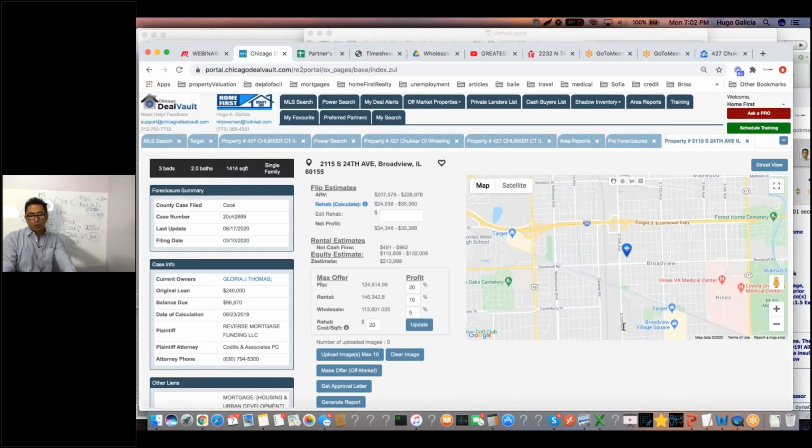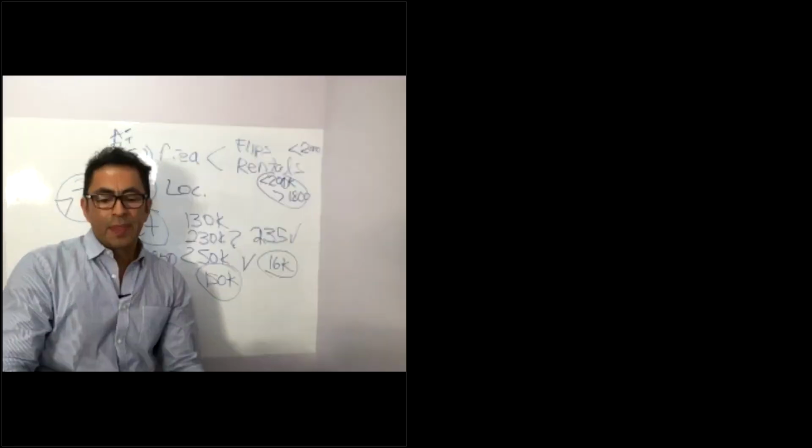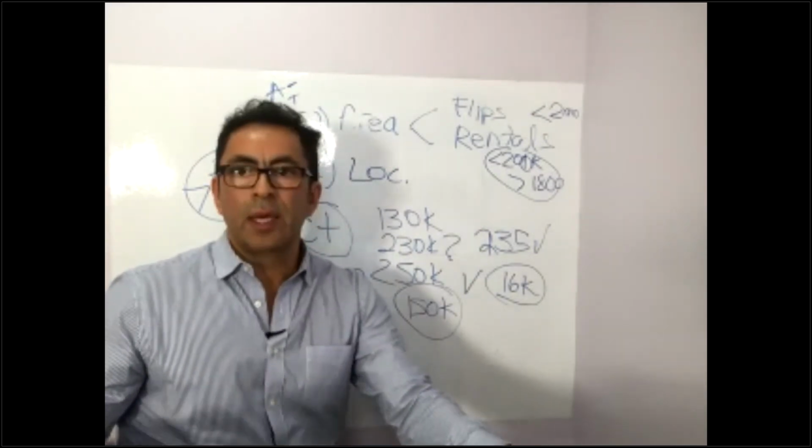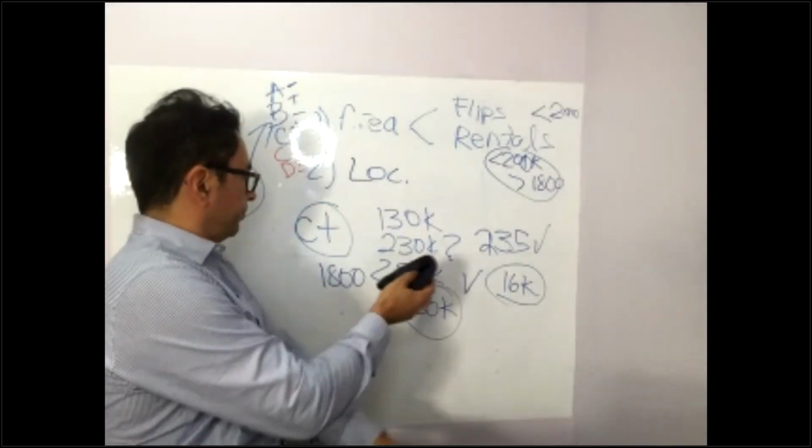Now let's go to the next question. Do you look at median sales price or average sales price in the area when you analyze a property? Great question, Nicole. You always need to look at the median sales price. You never look at the average. Okay, this is super important. There's a huge difference between the average and the median. So I will explain this right here.